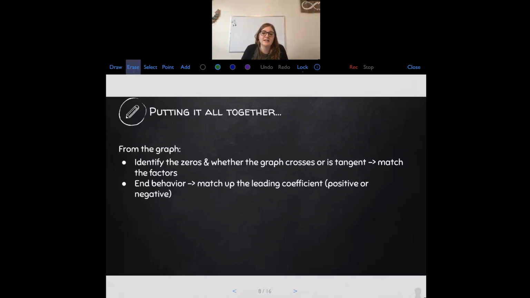And then that could tell us if our leading coefficient is positive or negative. So let's do a few examples. These are matching problems, and so the first slide we'll just talk about the zeros and what's happening for the graph, and then we'll match on the second slide.